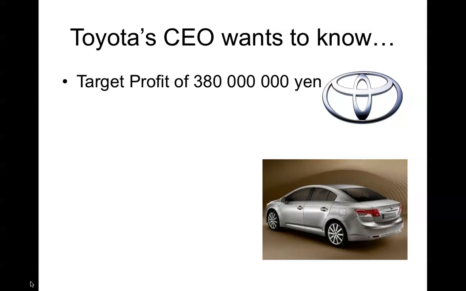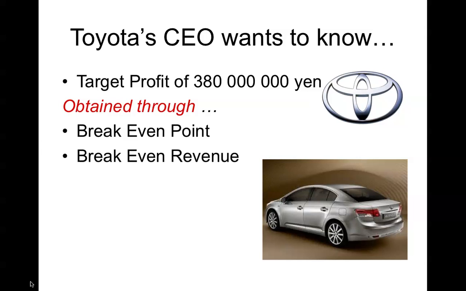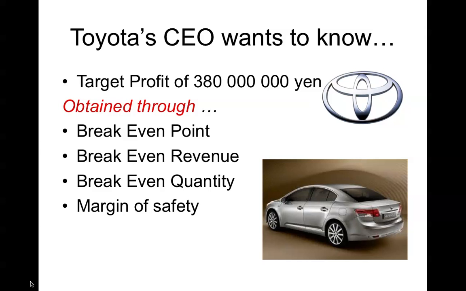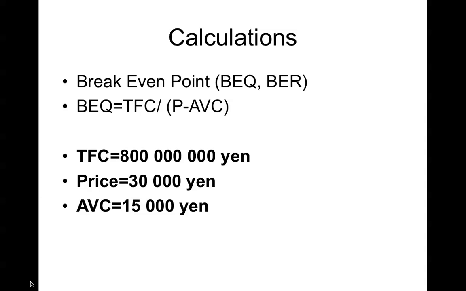Toyota is an automobile manufacturing company. The CEO would like to target a profit of 380 million yen. To obtain this, we must understand these few aspects. Let's see if we can solve it.